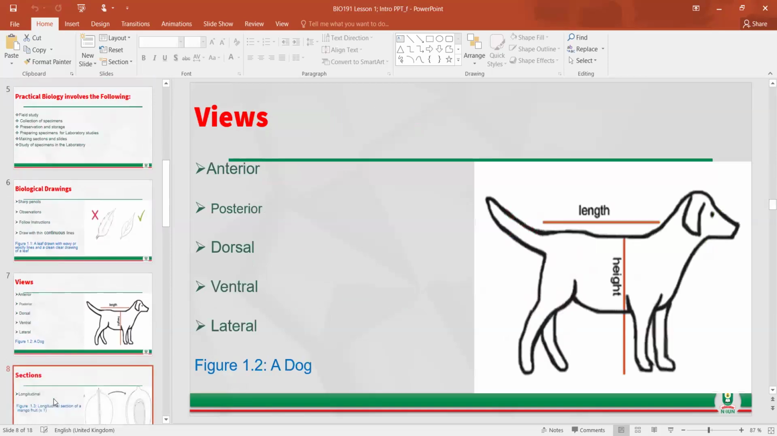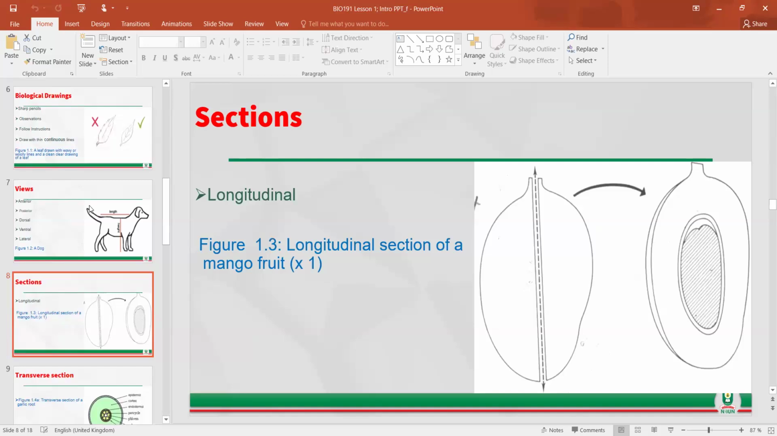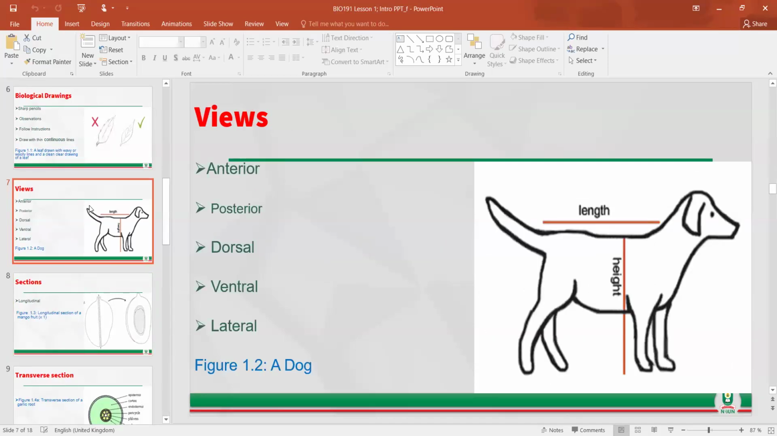As I was talking about views, we have to get the view. View simply means from which side of the specimen you are drawing. If you are drawing from the front, it is the anterior view. Drawing from the back, it is the posterior view. Drawing from the top, it is the dorsal view. Drawing from down beneath, it is the ventral view, and drawing from the side is the lateral view.